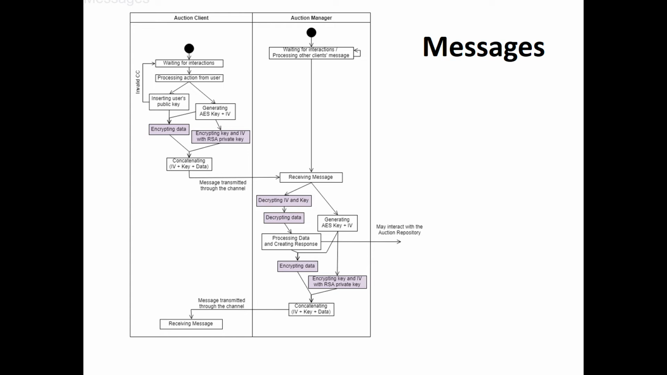And the diagram shows the message exchange between AC and the AM. Bit prediction of blockchain construction. Now let's discuss it.